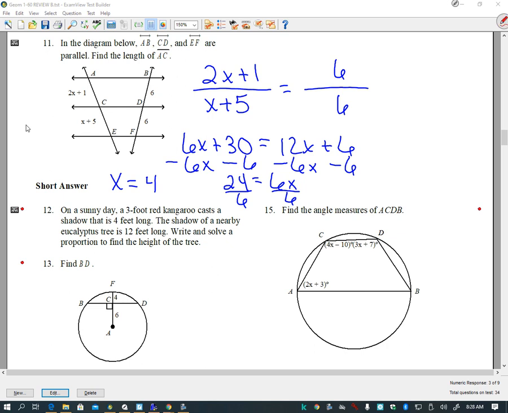What we need to do is say that 2 times 4 plus 1 equals, meaning what is AC? 2 times 4 is 8. 8 plus 1 is 9. 9 is the answer, not 4. How are we doing? Okay. Anybody get caught by the x equals 4 trap? Yeah? Some no, some yes.